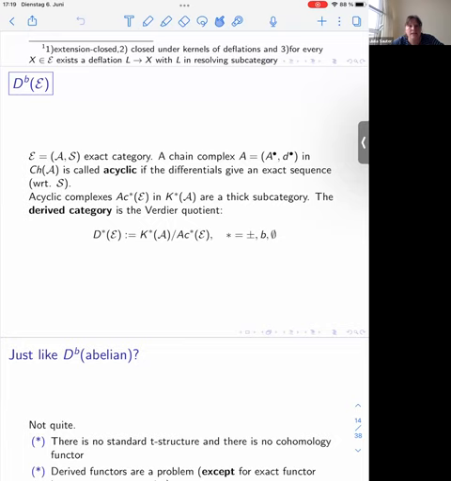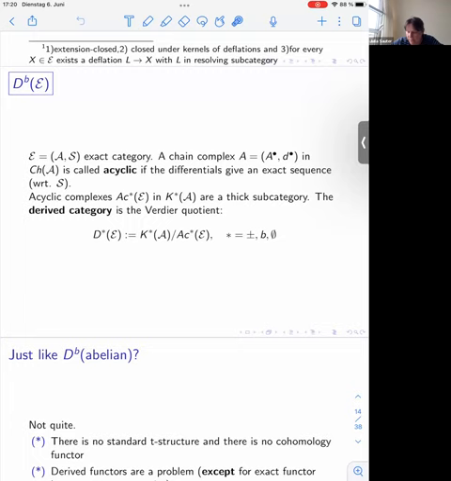DBE. You look at the chain complexes in your additive category, the underlying additive category A, and then look at the acyclic complexes inside there with respect to your exact structure. So these chain complexes don't depend on the exact structure at all, but the acyclic complexes, of course, they do. And since we assume idempotent complete, they always give a thick subcategory, and the derived category is a Verdier quotient, which you can always define.